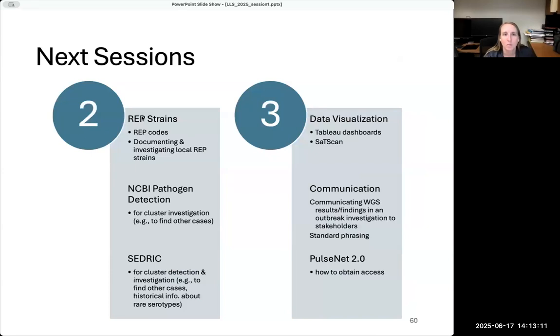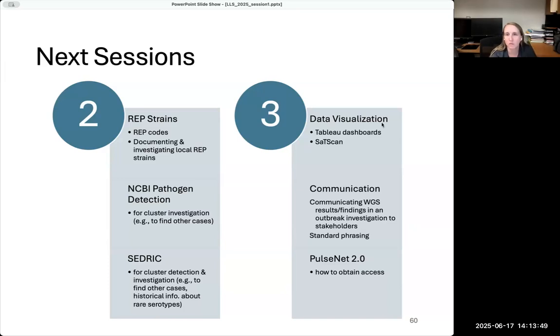So before we do that, I was going to tell y'all about the next two sessions. Next one's going to be next Tuesday, and we will cover rep codes and documenting and investigating local rep strains, NCBI Pathogen Detection and how to use that for cluster investigation and new cases. And then for Cedric, using it for cluster detection and investigation to find other cases, to look up historical information about rare serotypes.